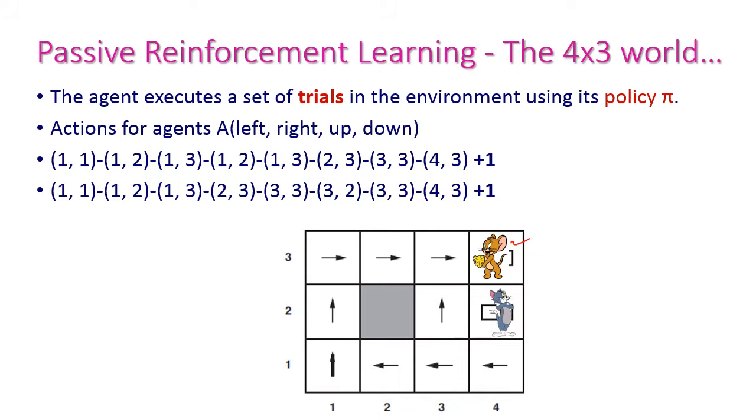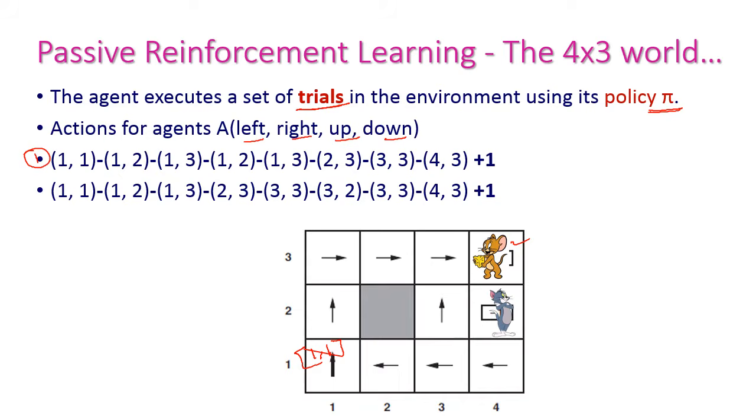Now the agent tries to execute a set of trials in the environment by using policy pi. The possible actions for our agent are move left, move right, move up and move down. When it comes to the first trial, the agent starts from the starting state. For every trial the agent has to start only from this state. This is the starting state.